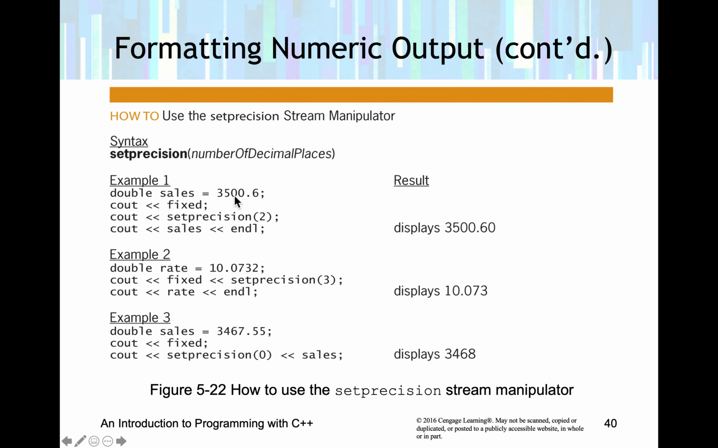So in this example here, we have 3,500.6. We're going to say fixed so that it gives us the extra zeros, and then we're going to set precision to 2 so that it gives us 0.60. If we don't put fixed, then we're not going to have that extra 0 there. So set precision 2 means 2 numbers after a decimal. Set precision 3, 3 numbers after the decimal. Set precision 0, it will round and give you no numbers after the decimal.